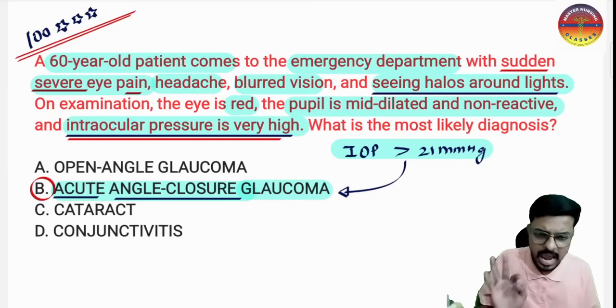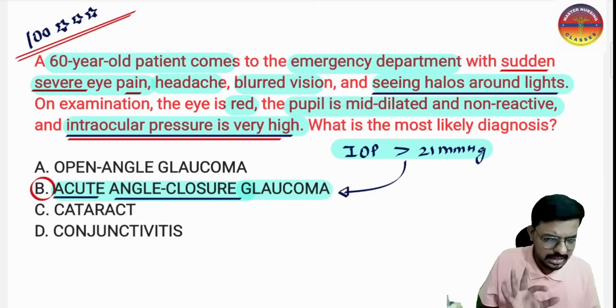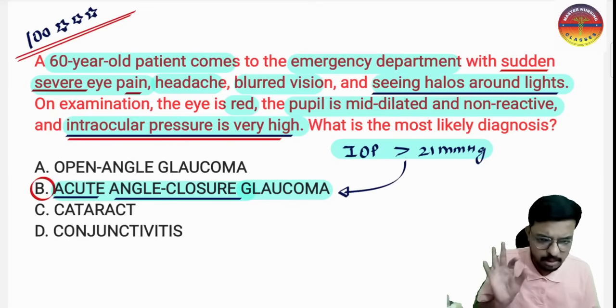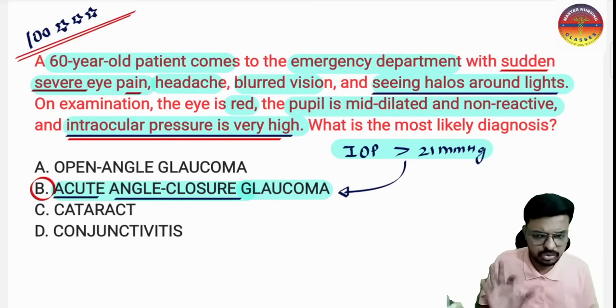And here the angle is open. Which angle? The angle between our cornea and the iris. That is open here, but the problem is a blockage in the trabecular meshwork. I will teach you that with the image, so it will be very clear. Don't worry. So here it is painless and gradual.